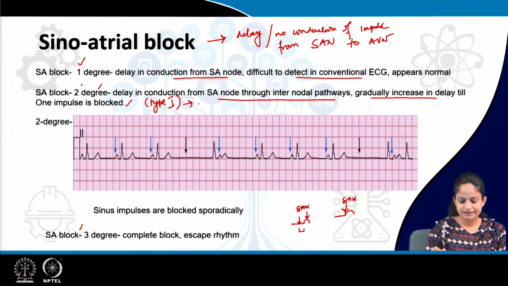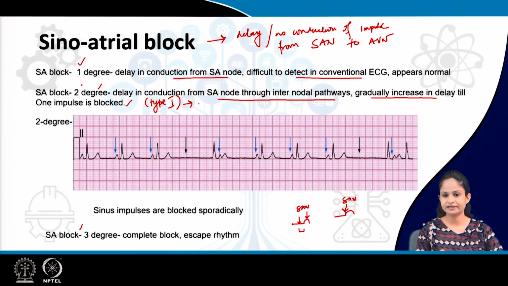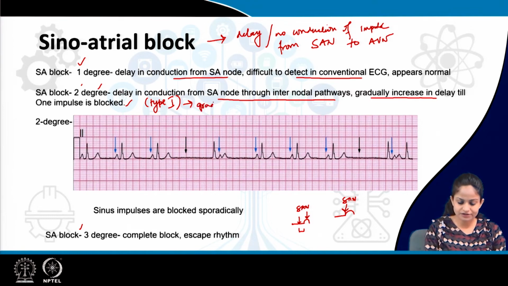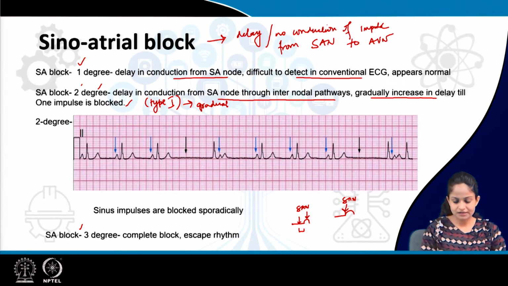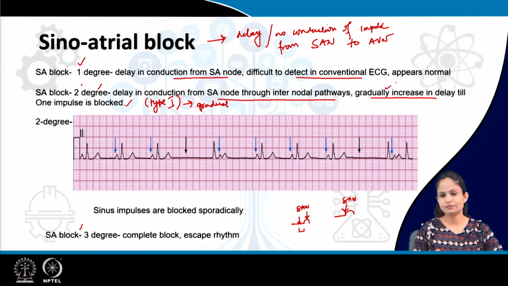in second degree type 1, there is a delay in the conduction from the SA node through the internodal pathways, and this delay is usually gradual. This means the P wave atrial depolarization, which is occurring in suppose 0.2 seconds, in the next rhythm will occur in around 0.4 seconds, in the further rhythm around 0.6 seconds. In this way, finally, at one point you will not get any rhythm. So, there is a gradual increase in the delay in the conduction from the SA node to the AV node till one impulse is blocked, which means we will not get the P wave as well as the QRS complex over here.